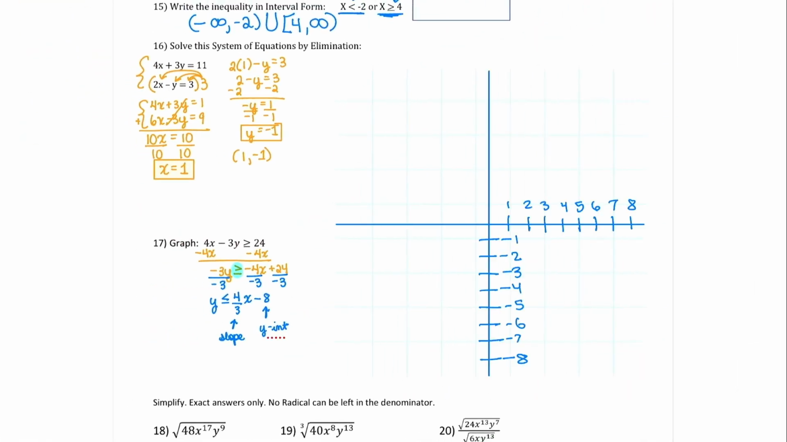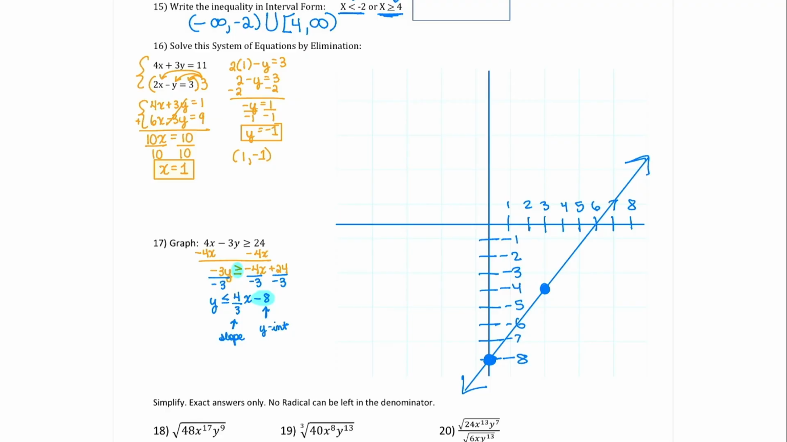So we're going to start at our y-intercept, which is going to be negative 8. That value is down here. Next, from there, we're going to go up 4 units and to the right 3. So our second dot is going to be right here. Now we're going to connect those dots. We're using a solid line because we have this symbol right here, which is a less than or equal to, and that yields a straight line. We would use a dotted line if it didn't have the bottom equals to there.